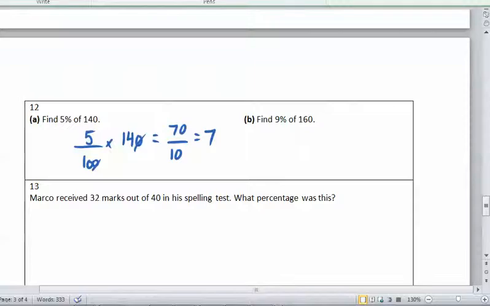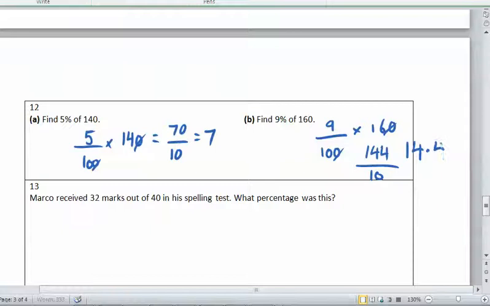Okay, so in this question we've got, I'm just going to finish this off, 9% of 160. Well that's 9 over 100 times 160. And cancel out some zeros, so we've got 9 times 16 is 144 divided by 10, which means we take the decimal point 1 back, and the answer is 14.4.